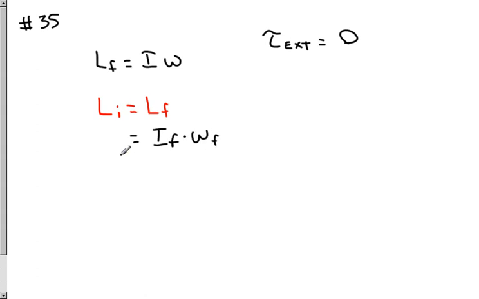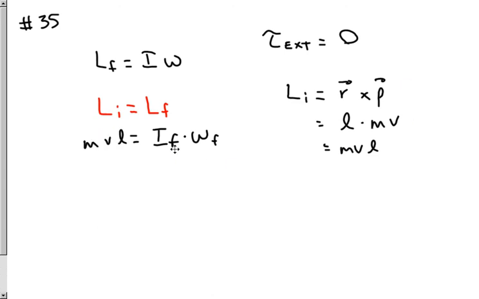And before the collision, what is moving? Well, the bullet is moving. And so we find that our L initial, using the r crossed with p idea, is equal to L times the mass of the bullet times the velocity of the bullet. So our L initial is mvL, since the bullet is moving in a path perpendicular to our radius. So mvL, that's our initial angular momentum, and that's equal to our I final times angular velocity final.